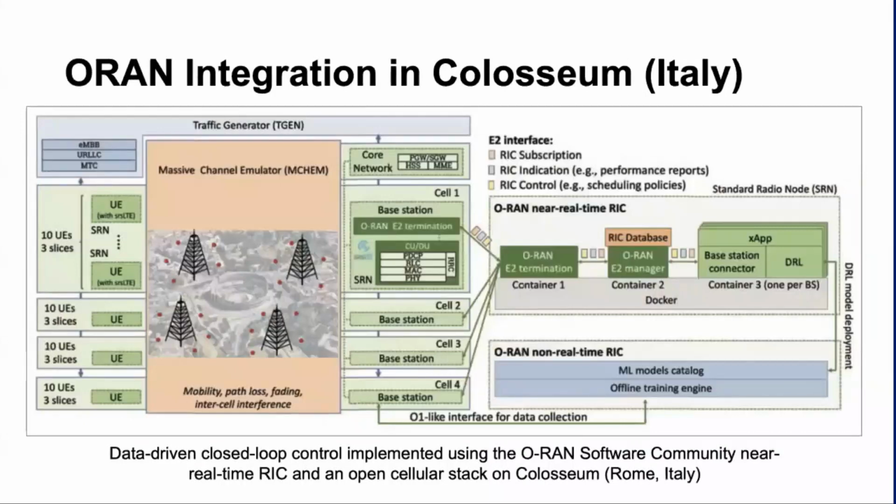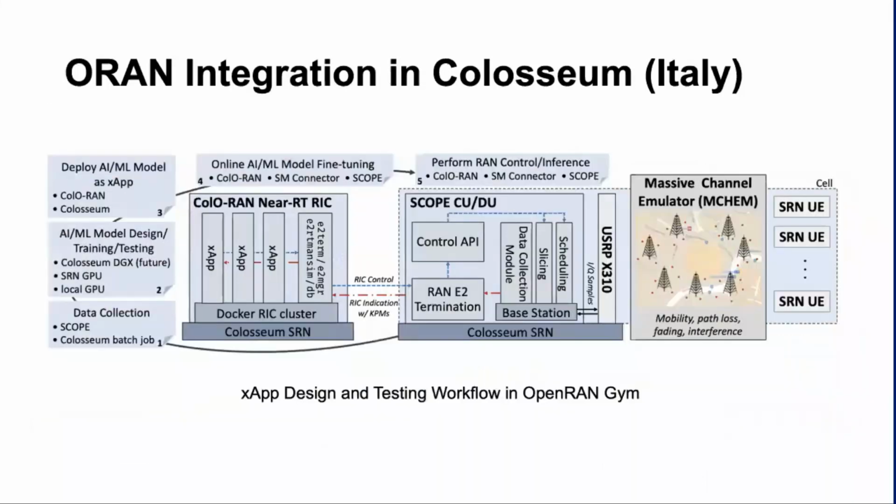Now, there is a use case implemented in Colosseum in Rome, Italy, wherein they deployed the traffic generator using these intercell sites. They used, I believe, 4 base stations and 40 UEs for the data collection process. And then from that data, they built scheduling techniques using AI. Okay, and that scheduling can be seen from this workflow.